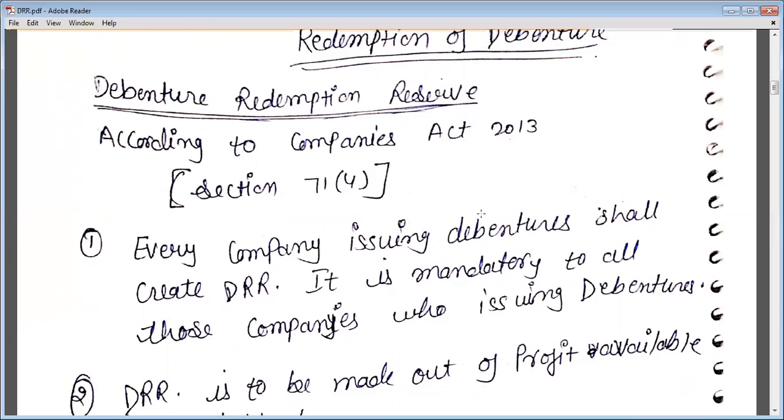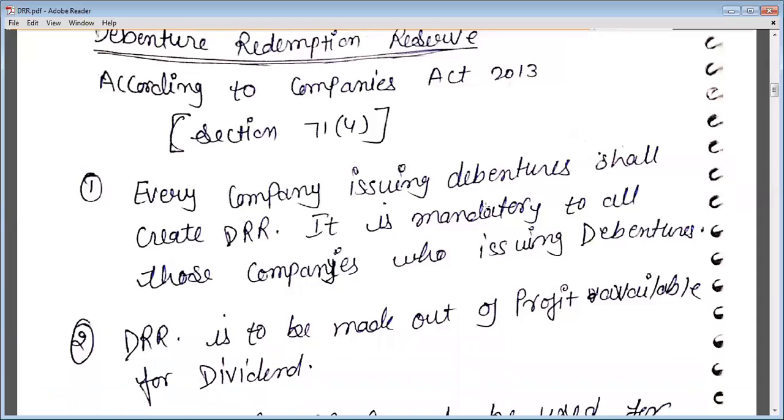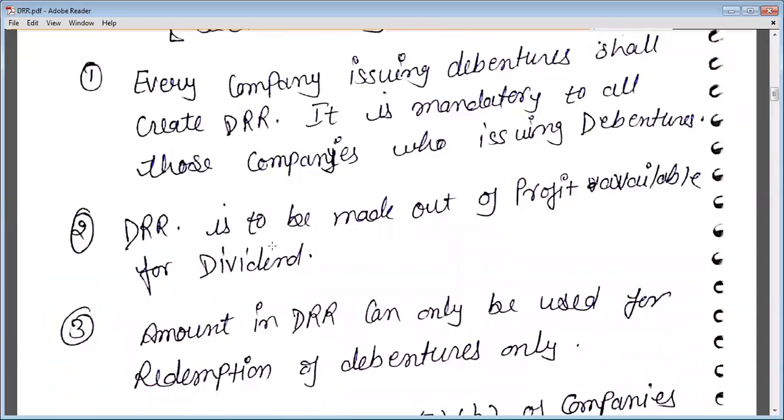There are some provisions given in Companies Act 2013. So what are these provisions or guidelines? Let's see. DRR is to be made out of profit available for dividend. So DRR will always be created from the profit available for the dividend, the profit which is remaining to distribute as dividend. The first guideline is that DRR is always made out of profit available for dividend.